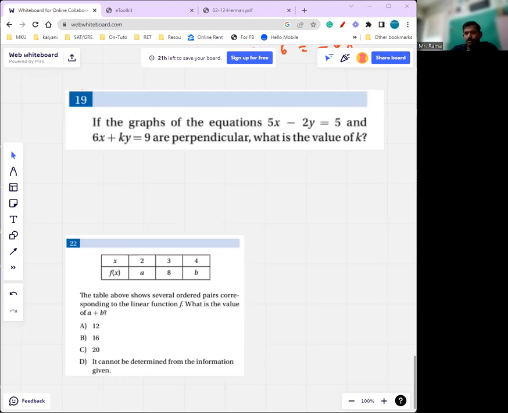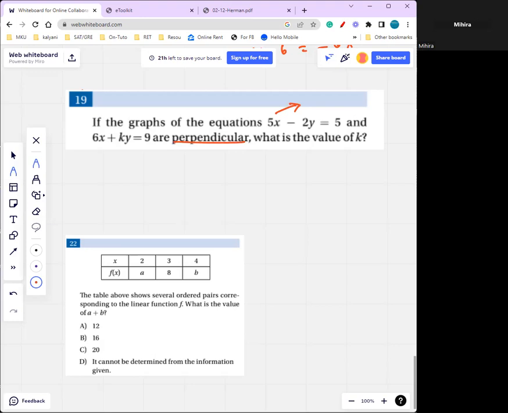All right, eyes on the screen. Let's go over this one quickly so you can get an idea. First, since they're perpendicular, I'll use my rule with the slope. So let's find the slope of the first one. What's the slope of this one? One of you, use the techniques that we gave you. I got 5/2. Okay, so that's 5/2. How about this one? What did you get? Negative 6/k. Thank you.